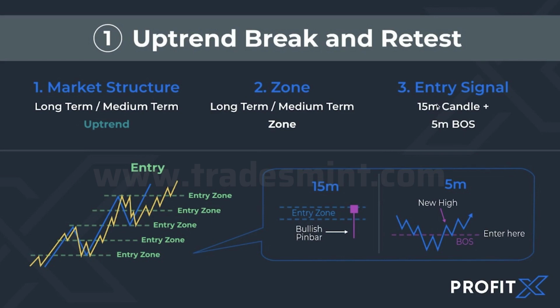This is the combination that I use for US 30. If you're using different pairs, you may have to look at different combinations. It may be slightly different because US 30 is a little faster. Some of you may be able to use the 30-minute candle. Some of you may be able to use the 1-minute candle, but it's the same principle. And what makes it even better is if you can use a 5-minute break of structure.